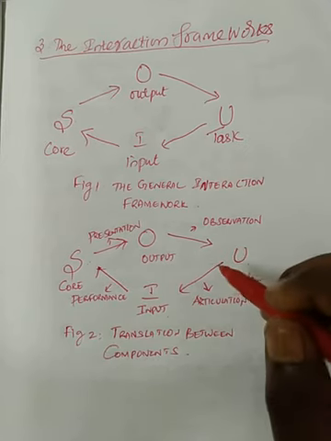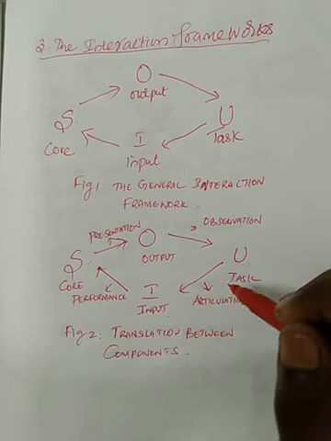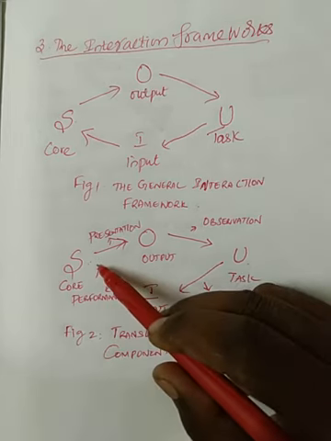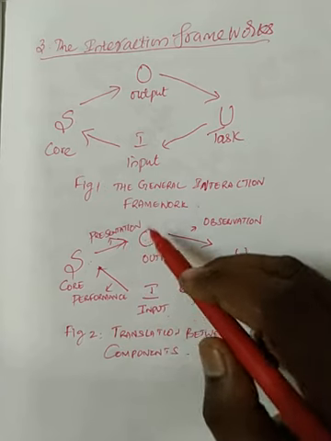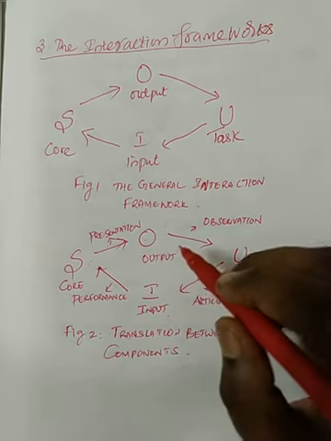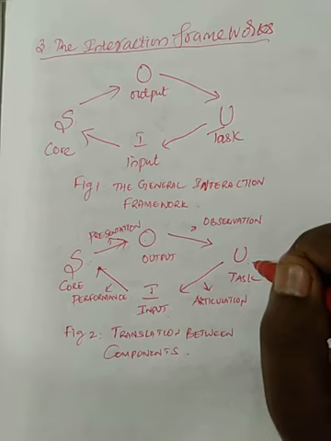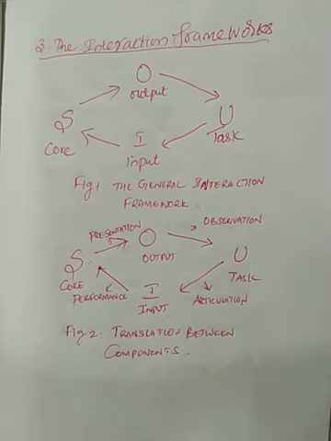Otherwise, we feed the expectation back into the system through input. It further makes a presentation, and the user sees it again. Okay, so this way the translation between components happens.